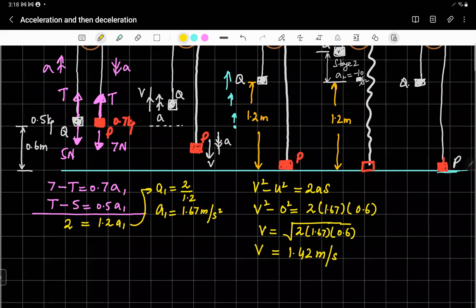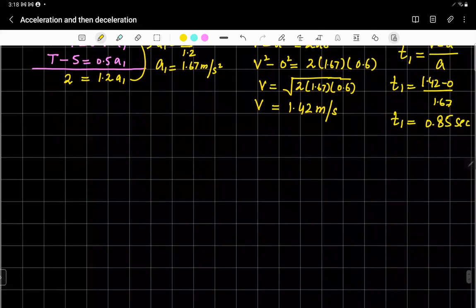And what time did it take to reach the ground? What is the time taken by P? Acceleration is equal to 1.67. So what is the time taken by P? 0.85 seconds.